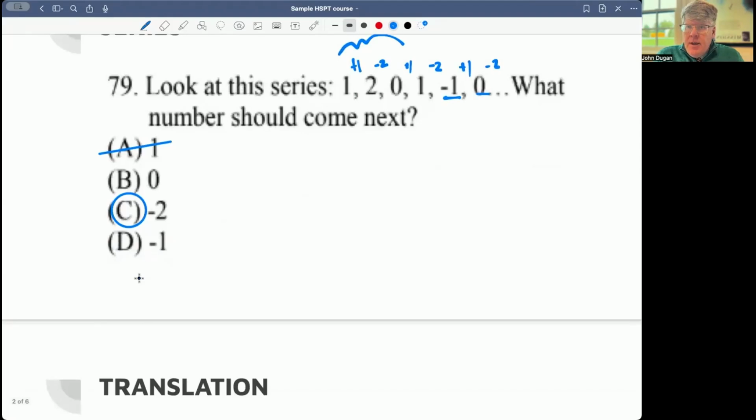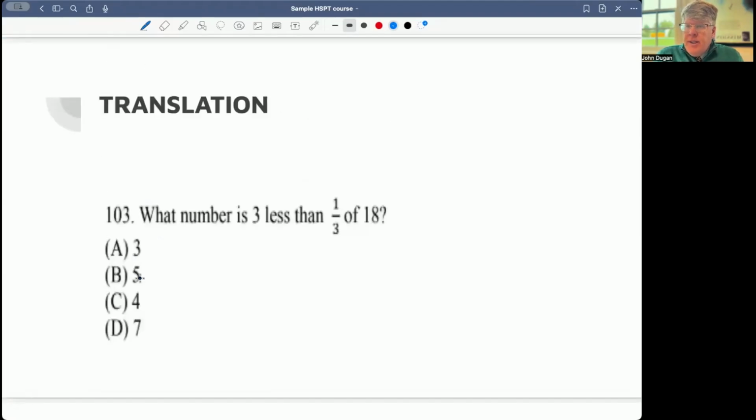All right, let's take a look at another one. This one is also from the quantitative section. I call this a translation problem. Once you take your algebra class in 8th grade, this will be pretty easy. You probably have a whole unit on translating English sentences into algebra. Is always your equal sign, okay? What number is 3 less than 1/3 of 18? Some of this is done in your head, but what number is your x or your n? Your variable.